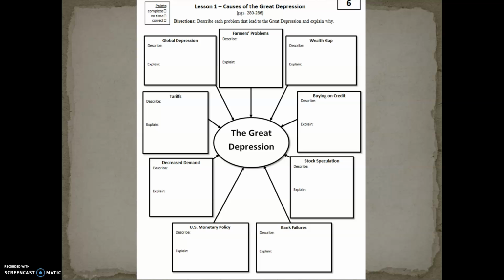Taking a look at the graphic organizer here, we have several issues that led to the Great Depression. And for each one of them, I want you to describe what it is and then also explain how it led to the Great Depression.